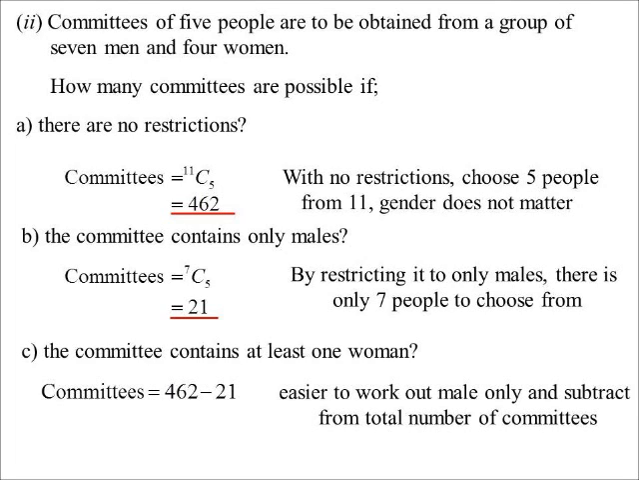We've already worked out the opposite. The opposite of the number of committees that contain at least 1 woman would be the number of committees that are male only. So I can say, oh, well, the total number of committees minus the ones that are male only must leave me with all the committees that have at least 1 female in it. So I can go 462 minus 21, and we end up with 441.